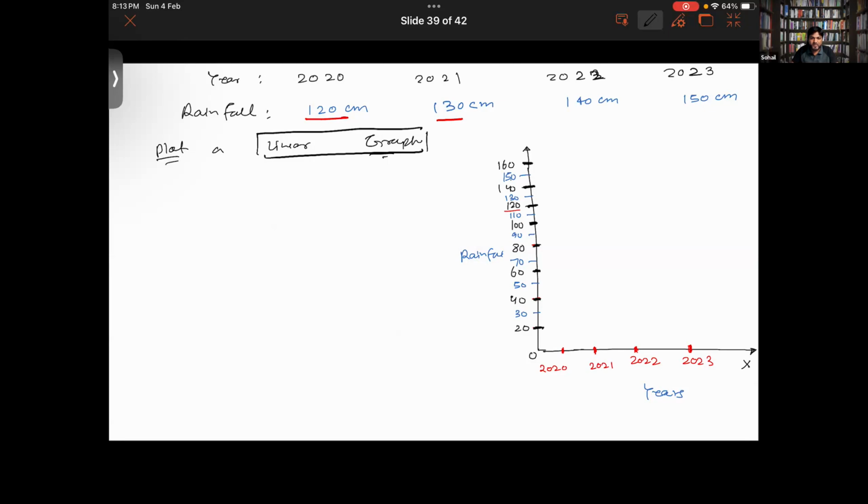If everyone were getting a graph like this, for 2020 it's 120 centimeter here. For 2021, it is 130. And then for 2022, it was 140. So if everyone were getting a graph like this, then it is correct.